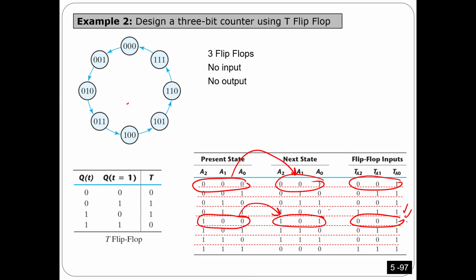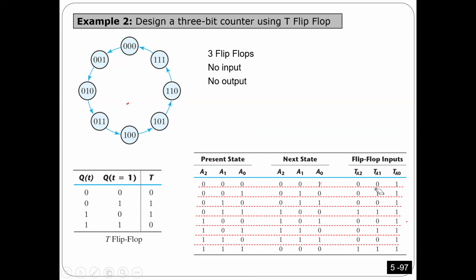But how can you calculate it? Very easy. You will see right now how I can calculate it. Because I have 3 flip-flops and every flip-flop has only one input, which is T, I have T A2, T A1, and T A0. You know how a T flip-flop works, right?